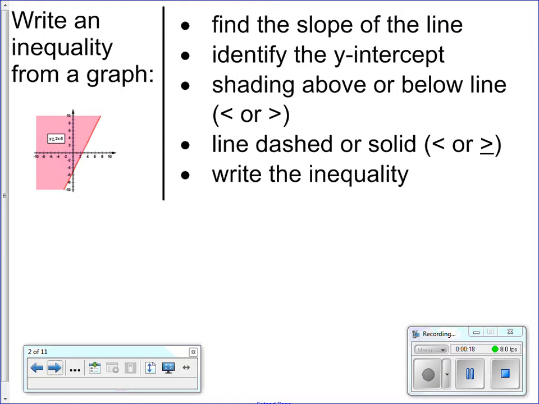So from a graph, you need to find the slope, identify your intercept, determine if your shading is above or below the line. If it's above the line, it's going to be greater than. If it's below the line, it's less than. Determine if your line is dashed or solid, and write your inequality.